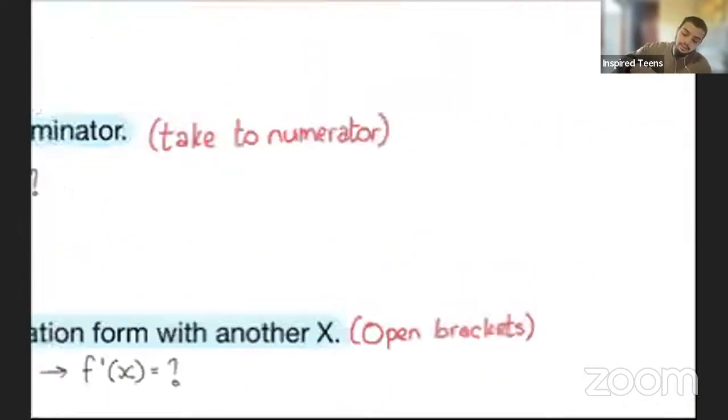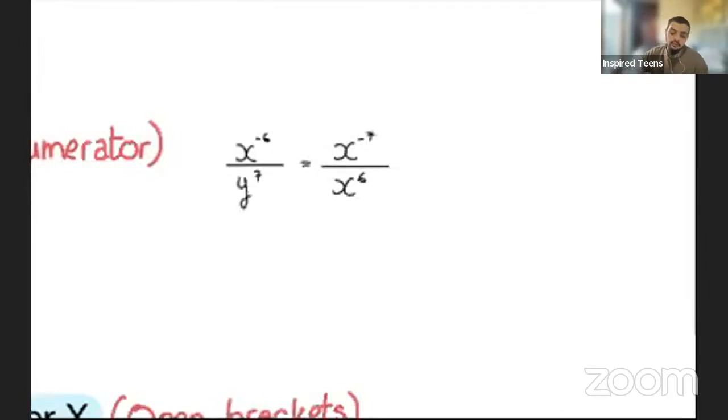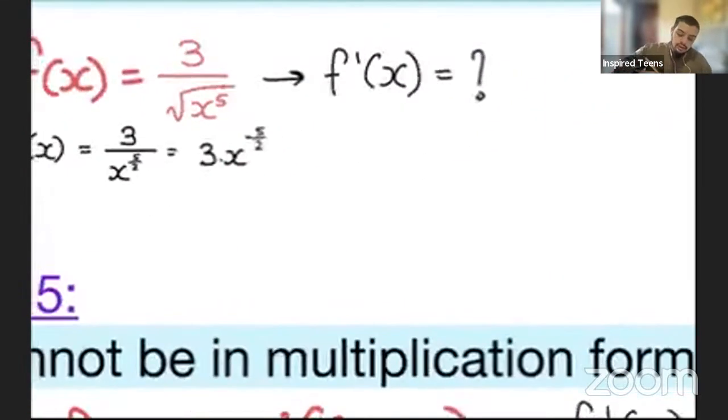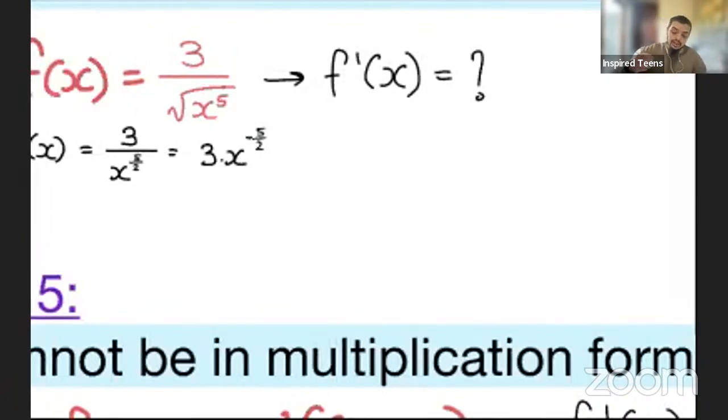Let's do an example just to clarify that. If I had x to the power of -6 over y to the power of 7, and I want to swap both of them, I can take the 7 to the top, it would become -7, and I can take the -6 to the bottom, it would become +6. So you can just swap the sign. Now this is differentiable, because I've manipulated it properly. There's no x in a surd and no x in the denominator, so now I can differentiate it.